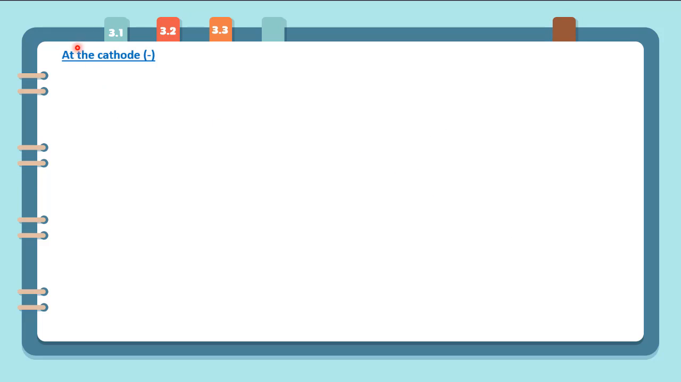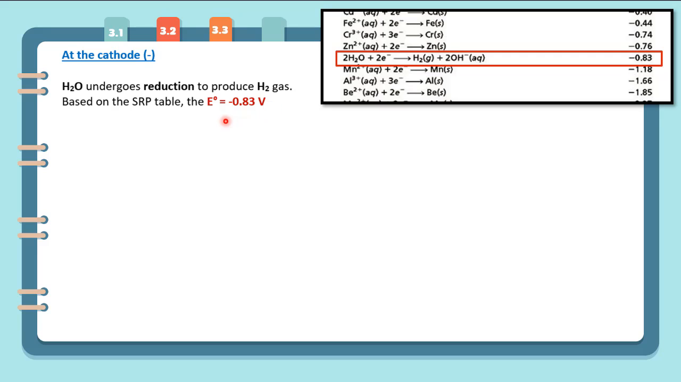So if it happens at the cathode, we know that reduction will occur. Okay, so focus on the water first. Water will undergo reduction to produce hydrogen gas. Focus over here: water, reduction, hydrogen gas. Based on your SRP table, we have the E naught value equal to negative 0.83 volt. So you can look over here, water undergoes reduction to produce hydrogen gas. The rest of it is just to balance the equation.